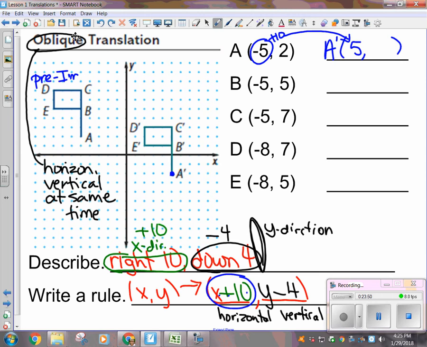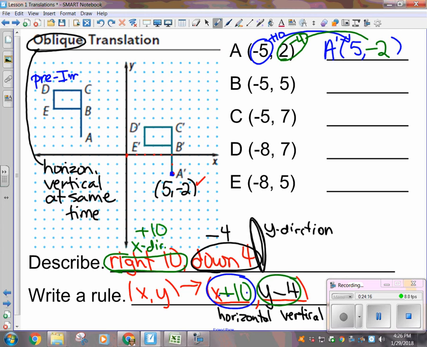Every y should be subtract 4. So I'm going to take the y value of 2 and I'm going to subtract 4. 2 subtract 4 would be what? Negative 2. If I'm correct, this point right here on the graph, A prime, should be positive 5, negative 2. Let's just check it out. Sure enough, from the center, 1, 2, 3, 4, 5, down 2.